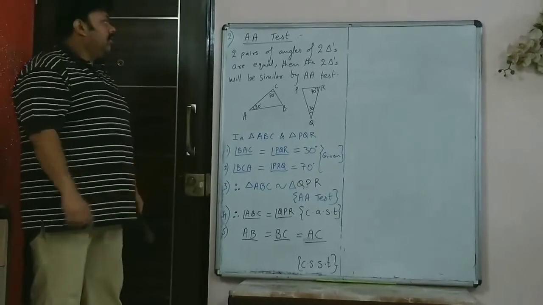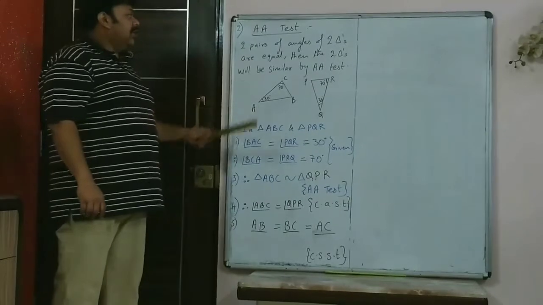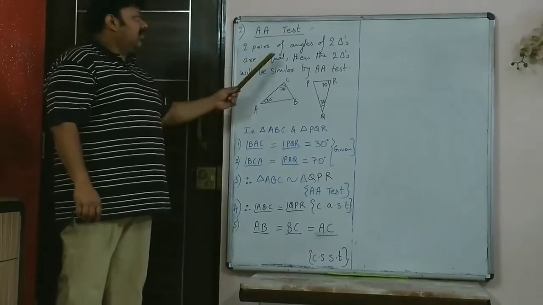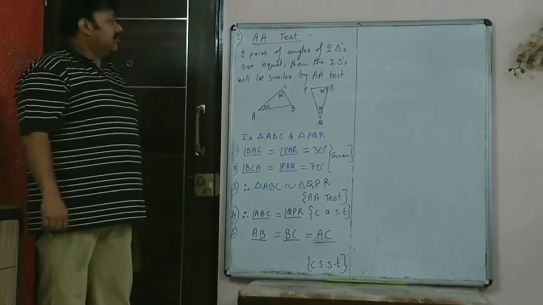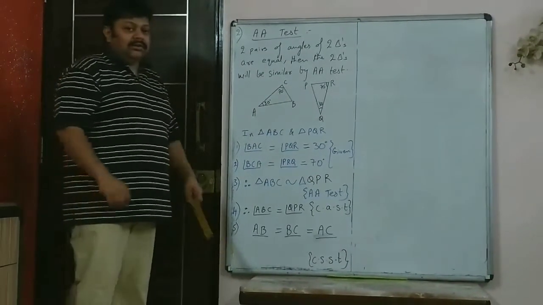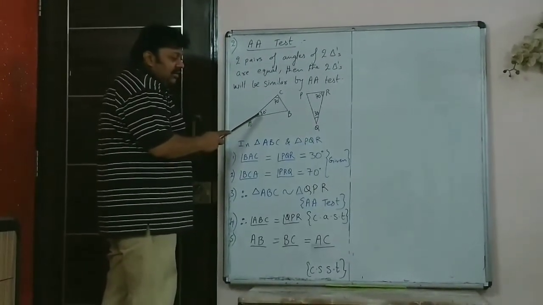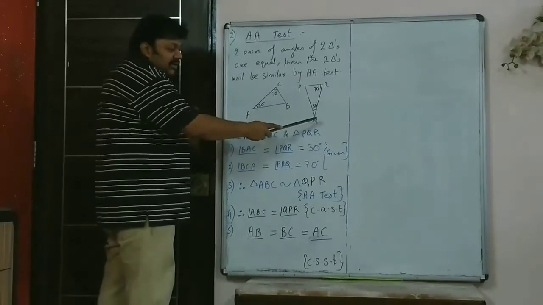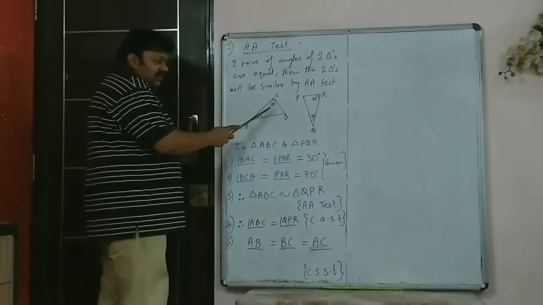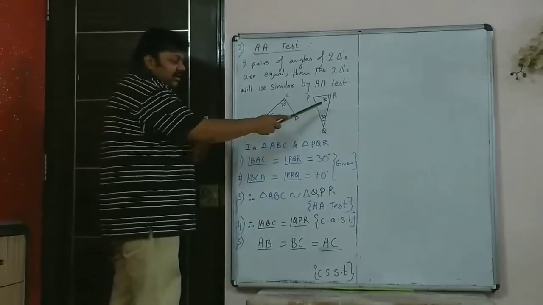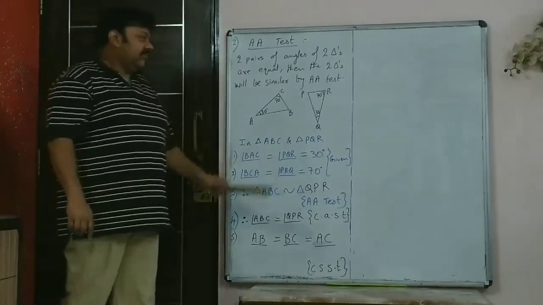Now here you have the second test, that is AA test. In the second test of similarity, if two pairs of angles of two triangles are equal, then the two triangles will be similar by AA test. So now here I have angle A is 30 degree. In this figure, angle Q is 30 degree. In the first figure, angle C is 70 degree, and in the second triangle, angle R is 70 degree.